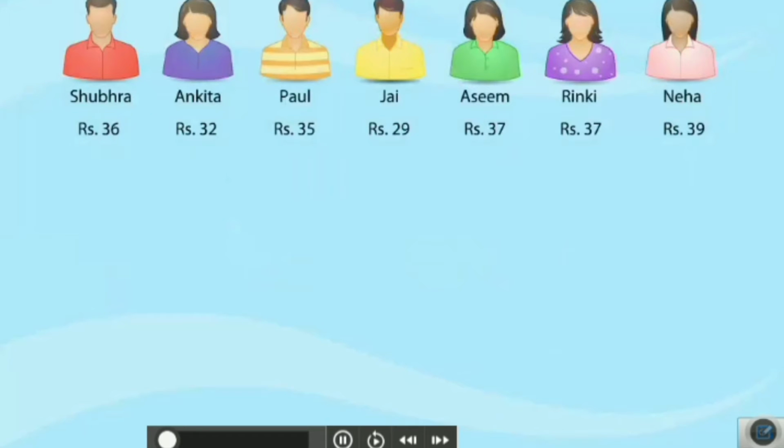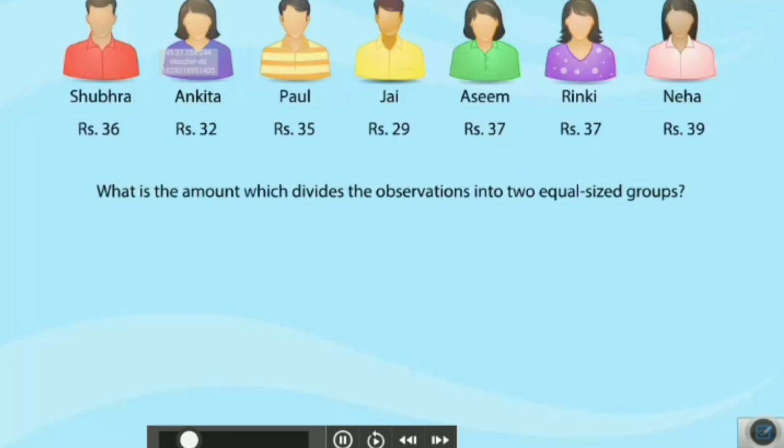Suppose in this example of the 7 colleagues contributing towards the lunch bill, you wanted to determine the observation which divides them into 2 equal-sized groups of people who paid above and below a certain amount of money. How would you determine that value? And what is that value called? Let us learn. If we write the observations in ascending order, they will be written like this.